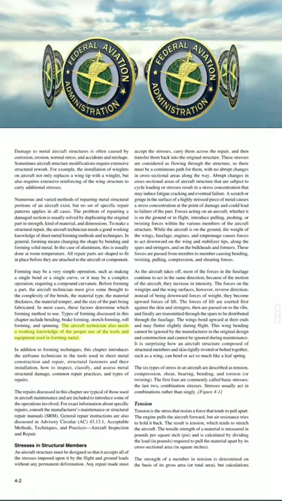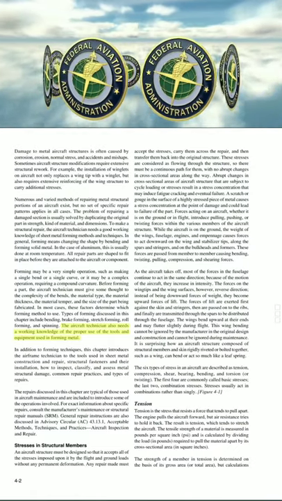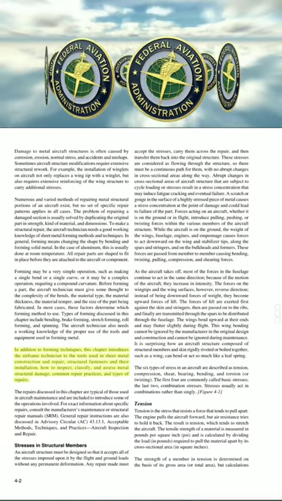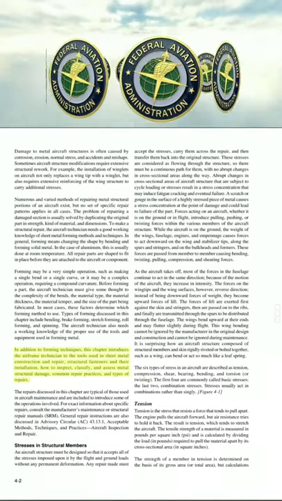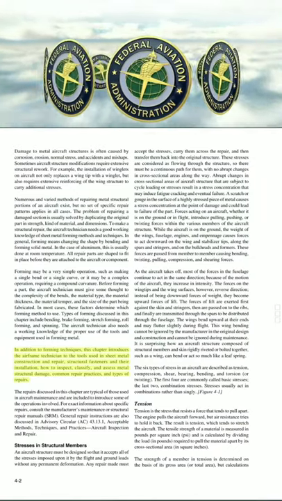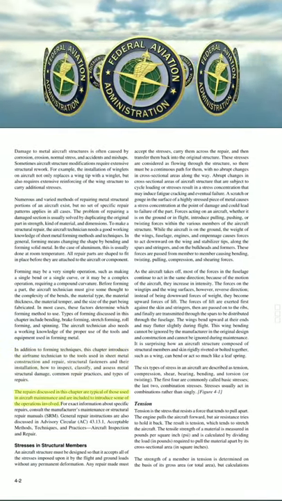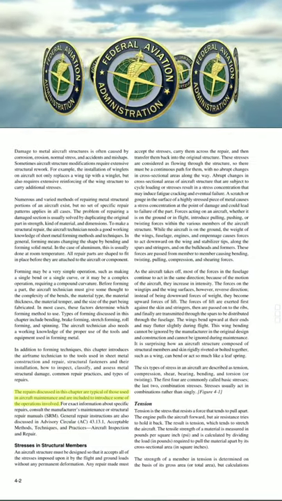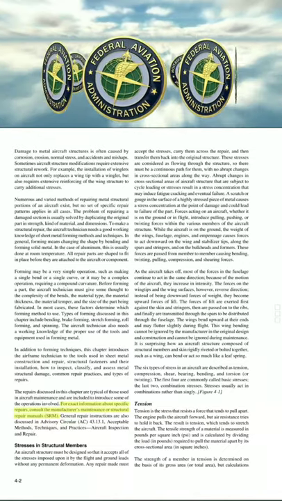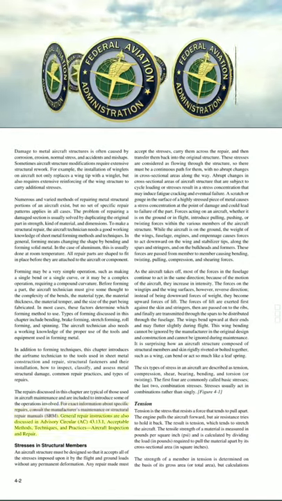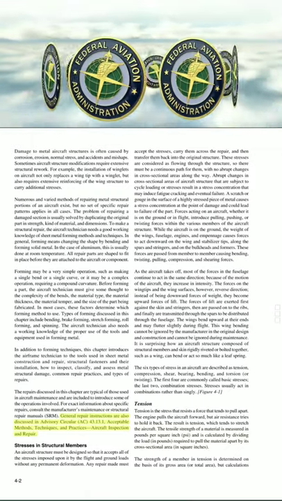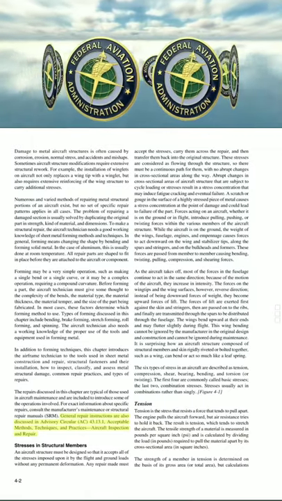The aircraft technician also needs a working knowledge of the proper use of the tools and equipment used in forming metal. In addition to forming techniques, this chapter introduces the airframe technician to the tools used in sheet metal construction and repair, structural fasteners and their installation, how to inspect, classify, and assess metal structural damage, common repair practices, and types of repairs. The repairs discussed in this chapter are typical of those used in aircraft maintenance, and are included to introduce some of the operations involved. For exact information about specific repairs, consult the manufacturer's maintenance or Structural Repair Manuals, SRM. General repair instructions are also discussed in Advisory Circular, AC, 43.13-1, Acceptable Methods, Techniques, and Practices, Aircraft Inspection and Repair.